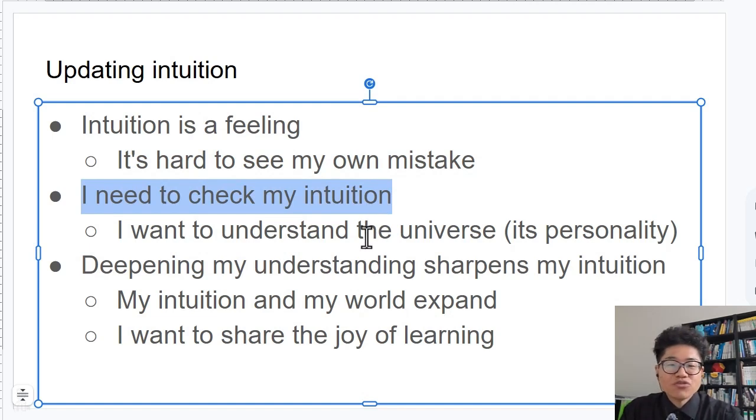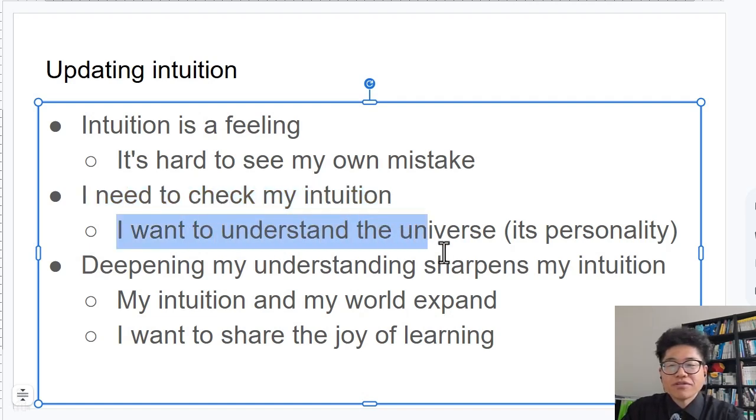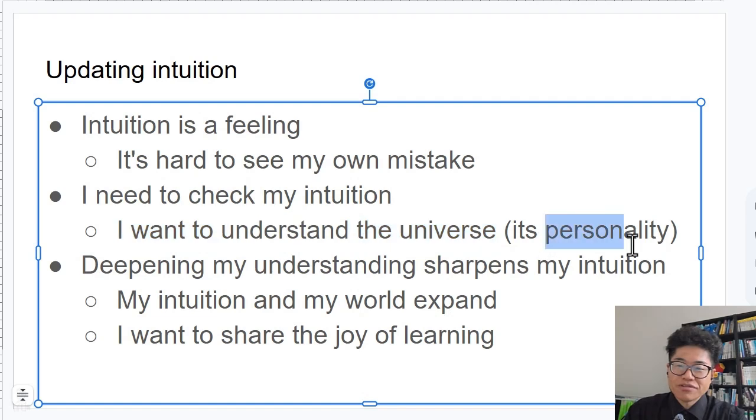Deepening my understanding sharpens my intuition. Intuition and feelings are both valuable to me, but there is no guarantee they align with reality. I want to understand the universe a little bit. I feel the universe has personalities. Like gravity, we know a lot about how gravity works, but we don't know why the universe has gravity. I feel gravity is one of the personalities of the universe.